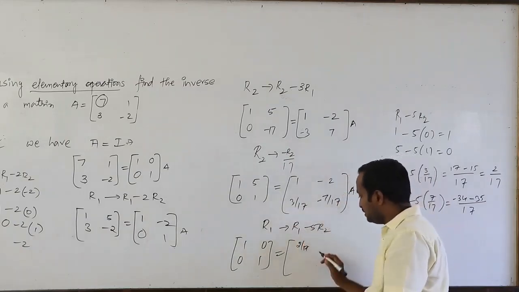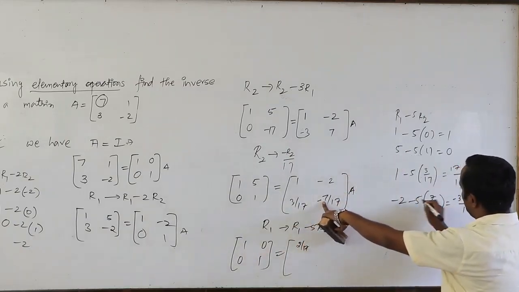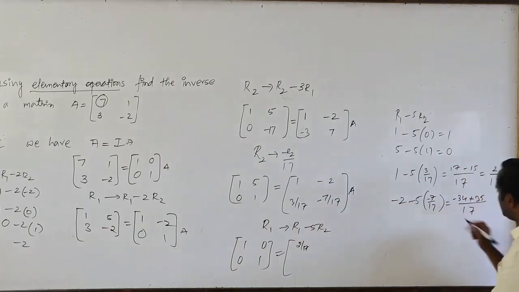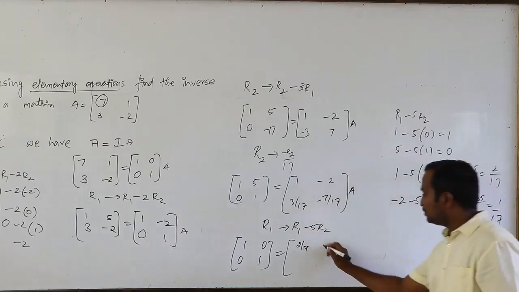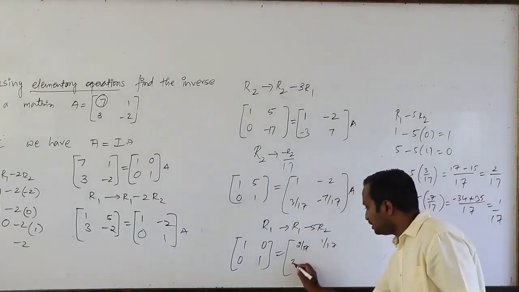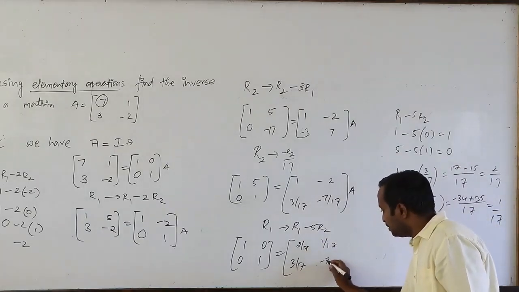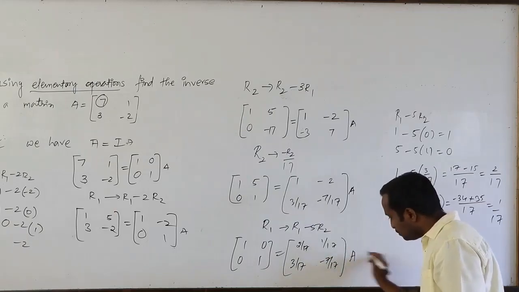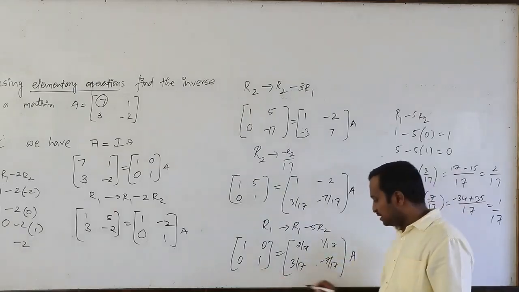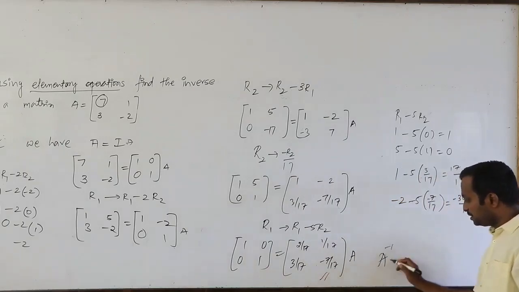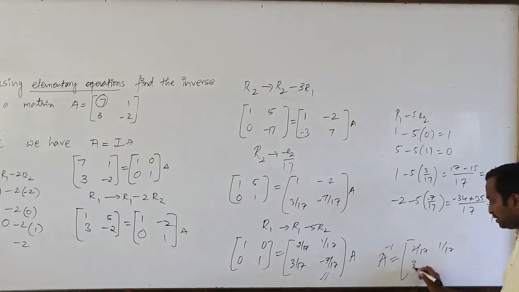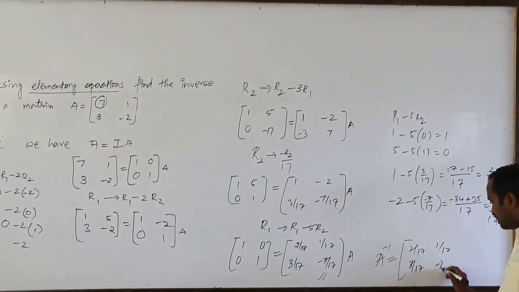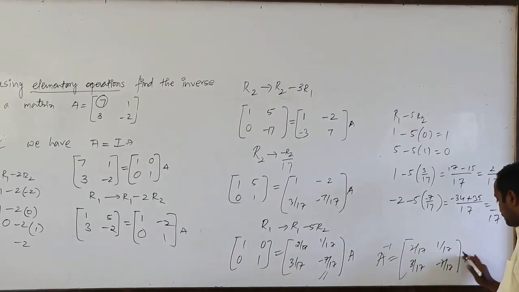Minus 7 by 17. So it becomes what? Minus 7 by 17, minus into minus plus, minus 34 plus 35 becomes 1 by 17. So this is 1 by 17. So 3 by 17, minus 7 by 17 into I. So we got identity. Therefore, this is the A inverse. Answer is 2 by 17, 1 by 17, 3 by 17, minus 7 by 17. This is the answer. Okay.